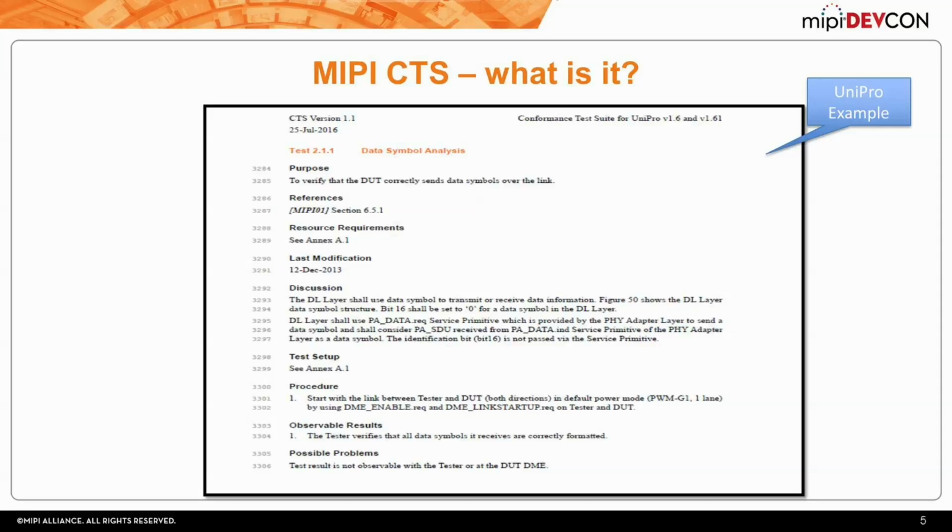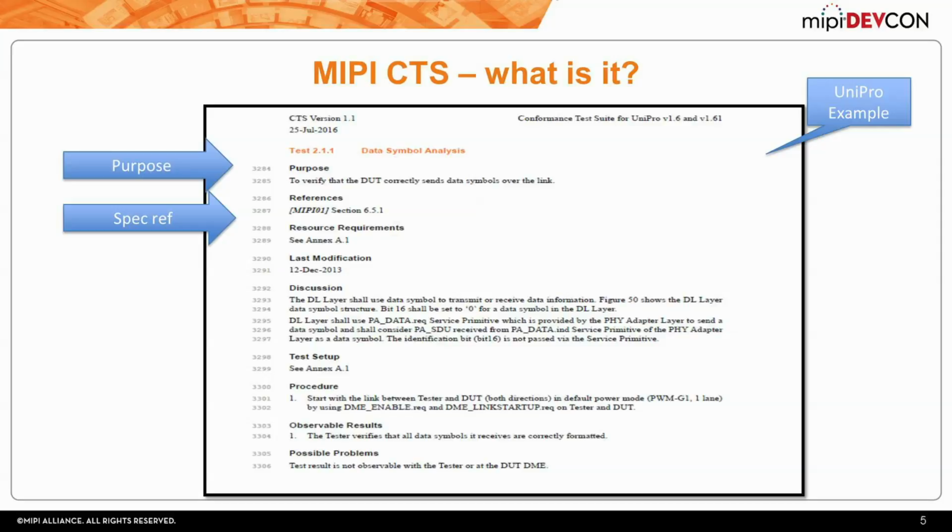Each test has a purpose. It's usually one or two sentences describing the purpose of this test. What are we going to test? And briefly, how do we want the test to look? We have a reference to the spec. We have a list of resources required. If a certain test device or certain equipment is required, it will be described here. Usually we have a list of requirements in some annex.